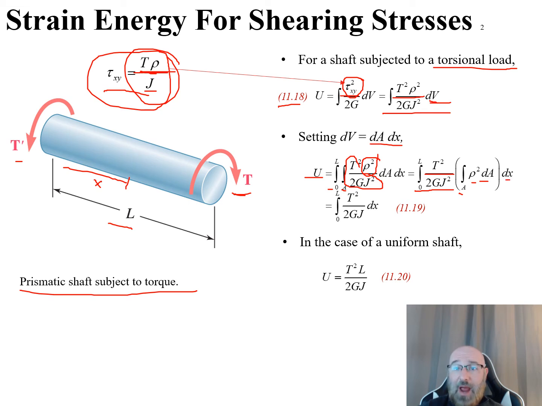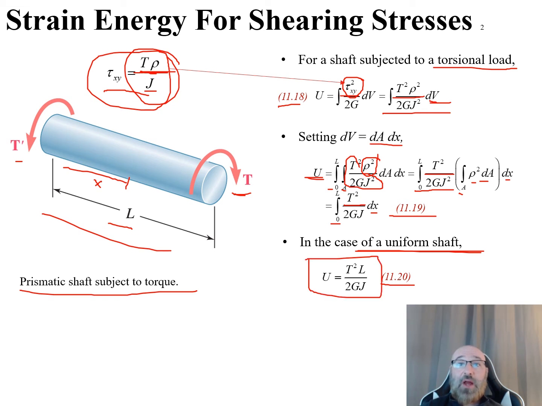So we can do out these integrals, and what we end up with is what we see in equation 11.19 in our textbook. So our U is equal to the integral from 0 to L of our torque squared all over 2GJ dx. Now for the case that we see here, where we actually have a uniform shaft, we can simplify this down, and we have equation 11.20 in our textbook for this uniform shaft, that U is equal to T squared L all over 2GJ. But again, this is only for the uniform shaft that we see in this diagram here.